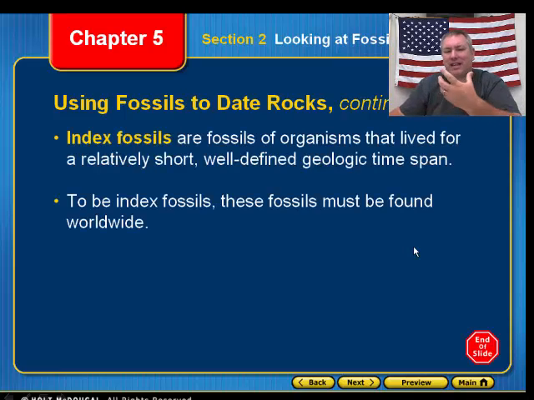Those fossils are called index fossils. They live in a well-defined geologic time period. It's very short, relatively. Short could be a million years, but we talk about billions of years, so a million years is kind of short. Index fossils help us determine the age of rocks, but that index fossil has to be found in the same rock layer all across the world. If it is, that helps us determine the age.